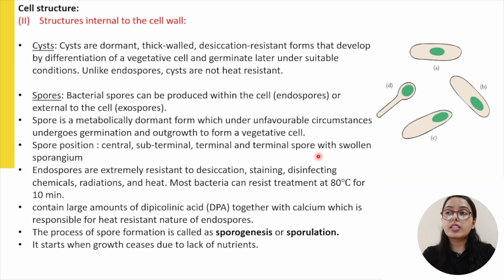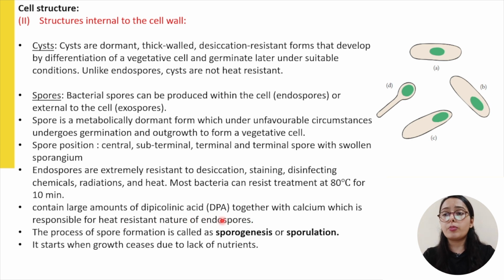As we discussed earlier, the cysts are just like spores, but the only thing different in them is that they were not heat resistant, but endospores are heat resistant. The reason that endospores are heat resistant is because of the presence of two compounds, that is dipicolinic acid, which is DPA, and calcium. The presence of these two components is responsible for providing the heat resistant nature to the endospore.